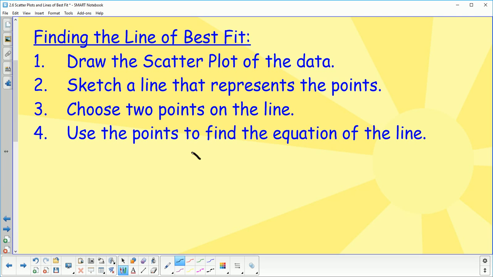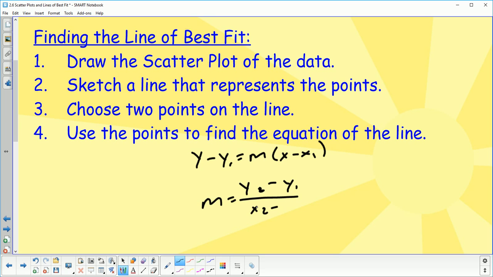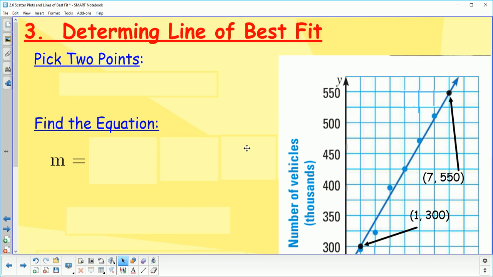Now, the easiest one to do here is using our point slope form. So to do that, we're going to need that form, and then we're also going to need to remember our slope formula, y2 minus y1 over x2 minus x1. So we're going to do this first, find your slope, and then we're going to take one of those points we chose from 3 and plug it in with the slope we just found. So we need those 2 points to find slope, and then we're going to plug into our slope formula. That would look something like this.